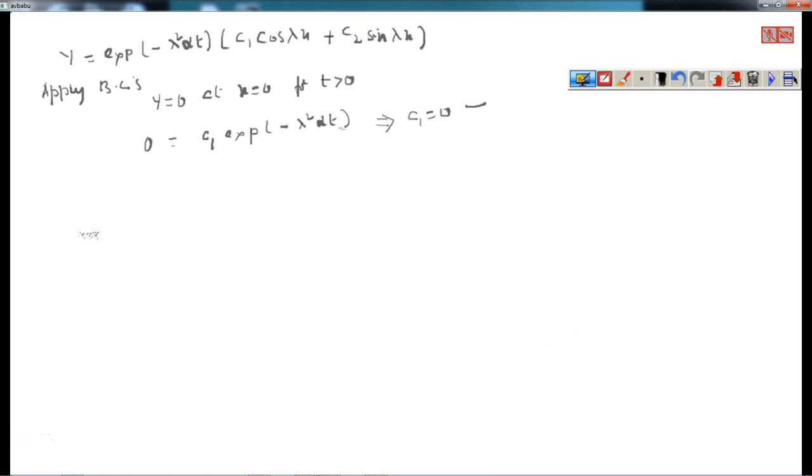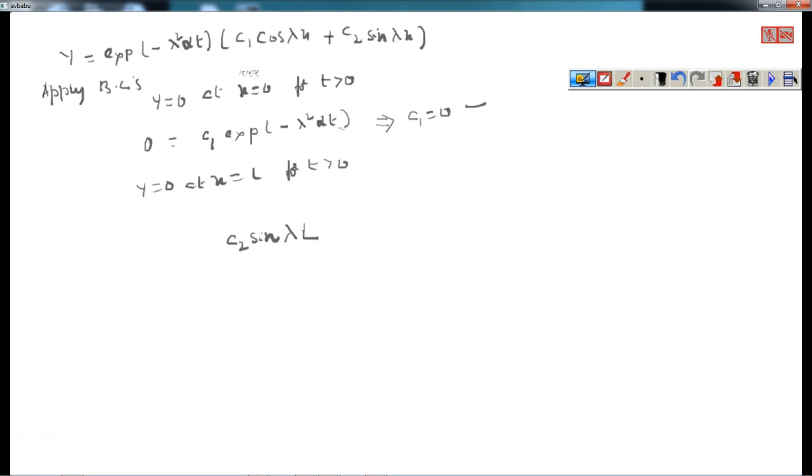Now I am going to the second boundary condition. What is that? The second boundary condition is y is equal to 0 at x is equal to L for t greater than 0. Now when I apply the second boundary condition, what will happen? C2 sine lambda L.